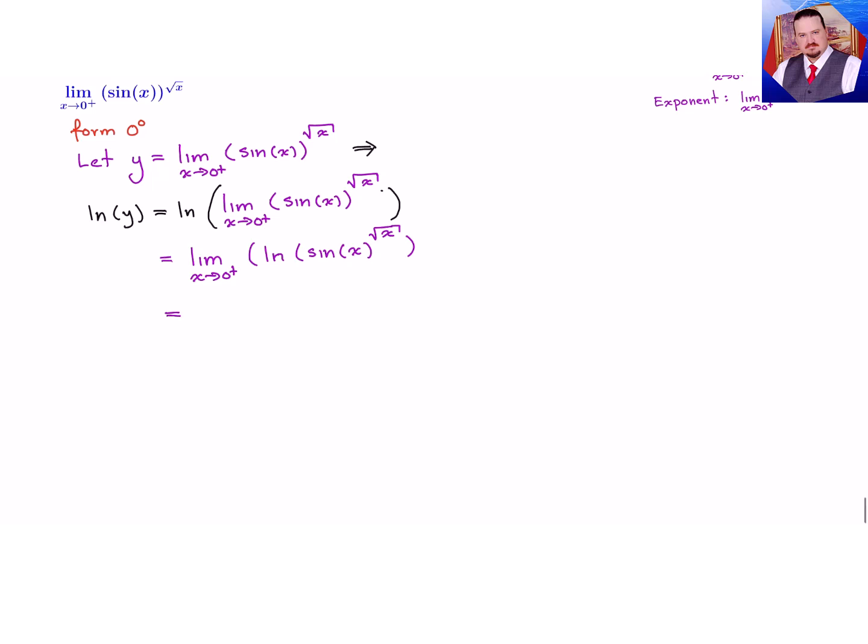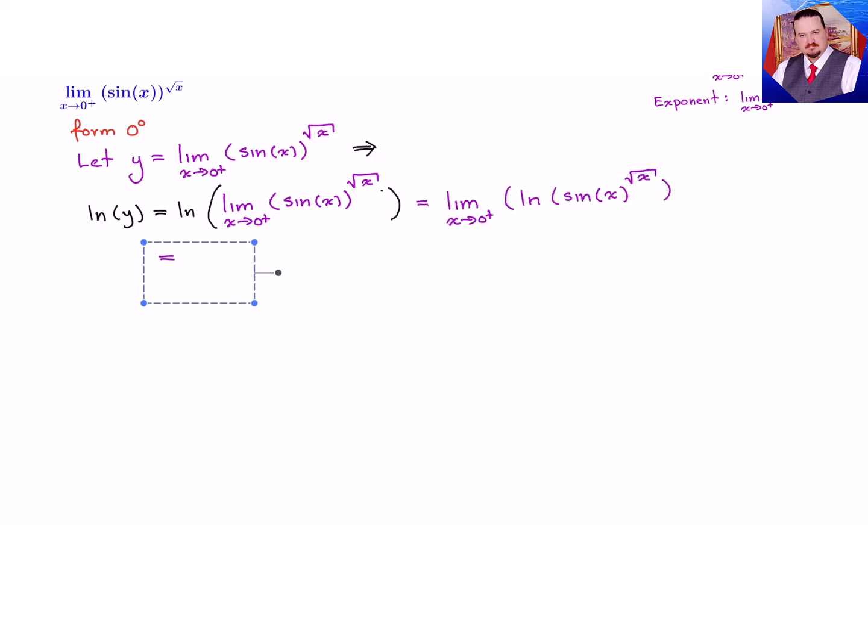Okay, so now we're going to use properties of logs to bring the square root of x down. In fact, let me rewrite this to give us a little more room. It's going to take just a few more steps to do the problem. So this will be the limit, and now the square root of x comes down times the natural log of sine x.